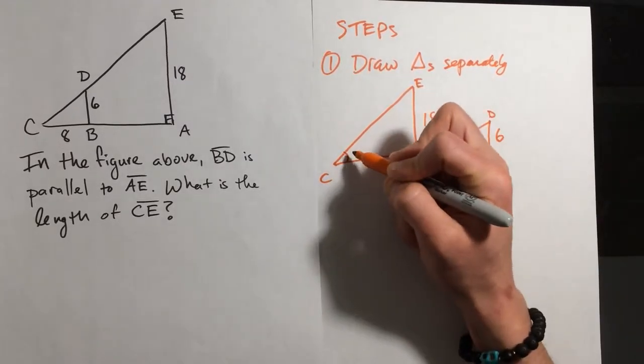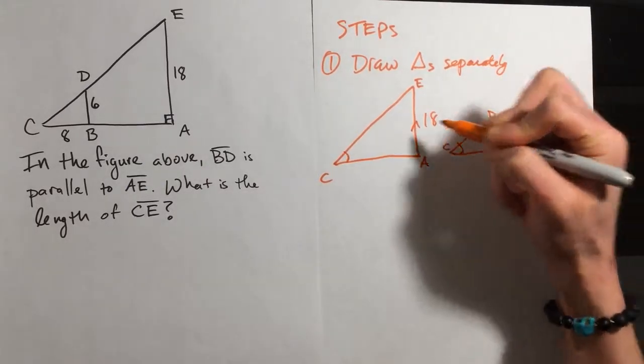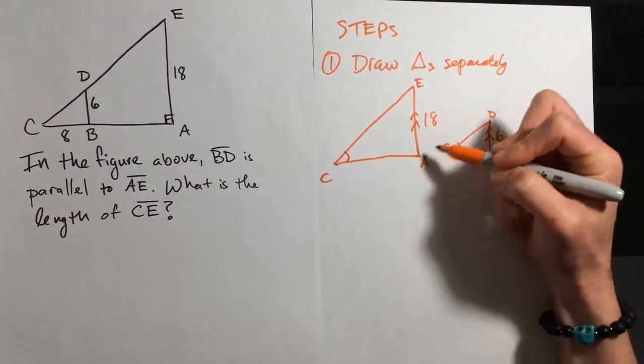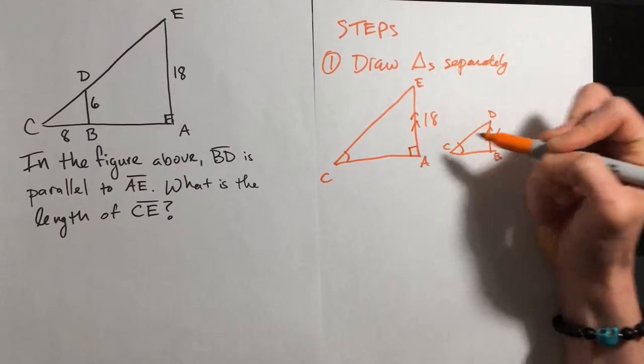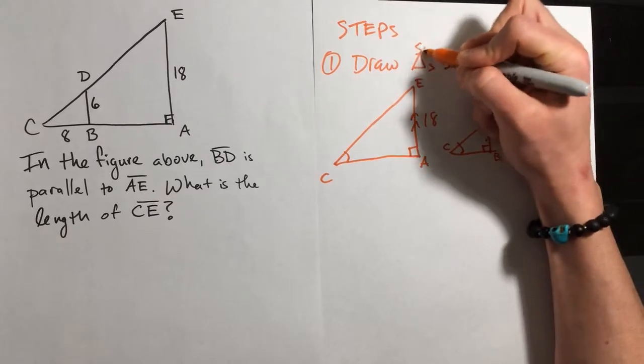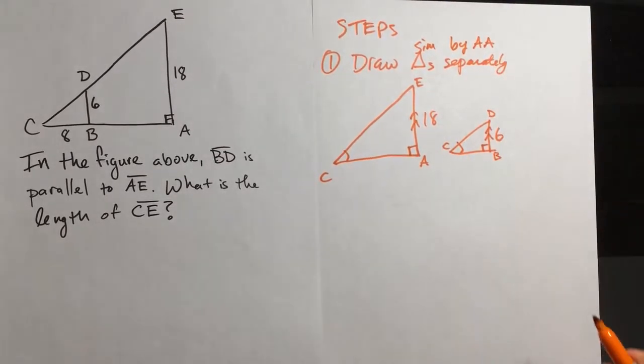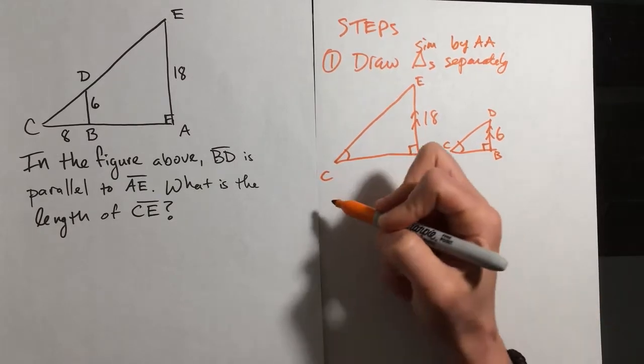And we know, of course, these are going to be similar because that angle is the same. And because these lines are parallel, if this angle is right, this angle too must be right because they're corresponding angles. So these are similar triangles by AA. You can prove that really quickly. That brings us to the next step.